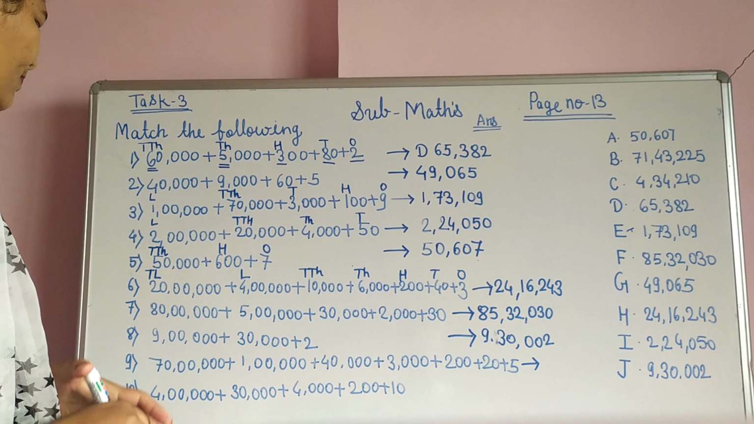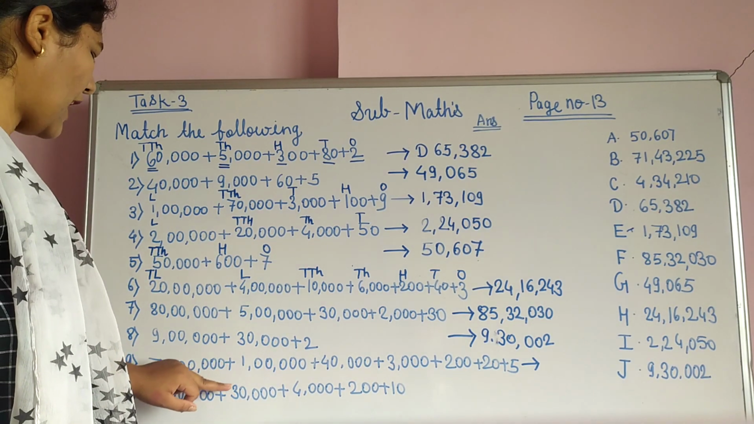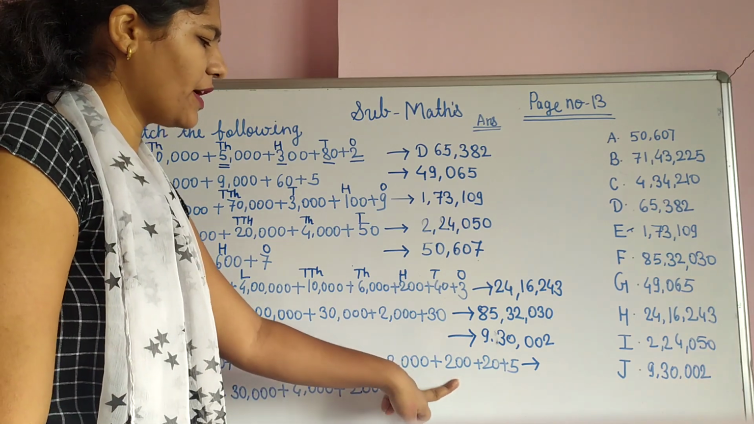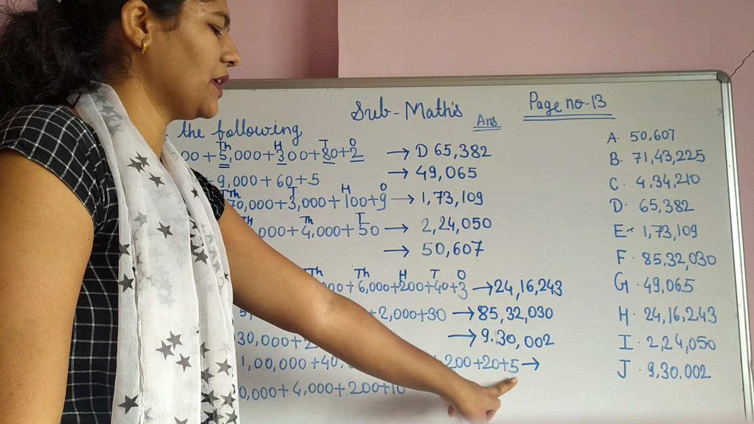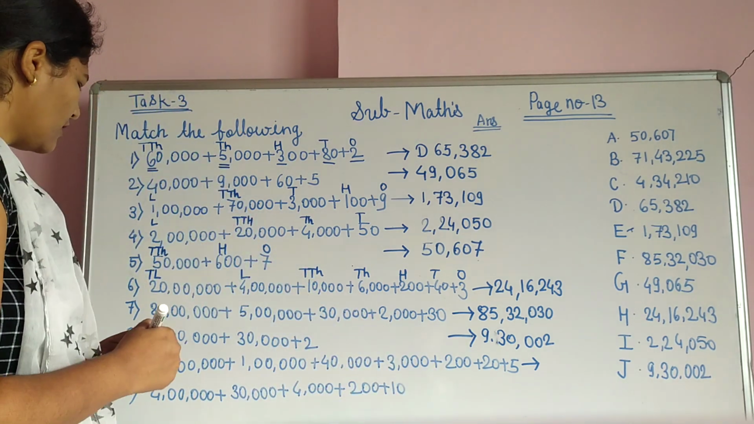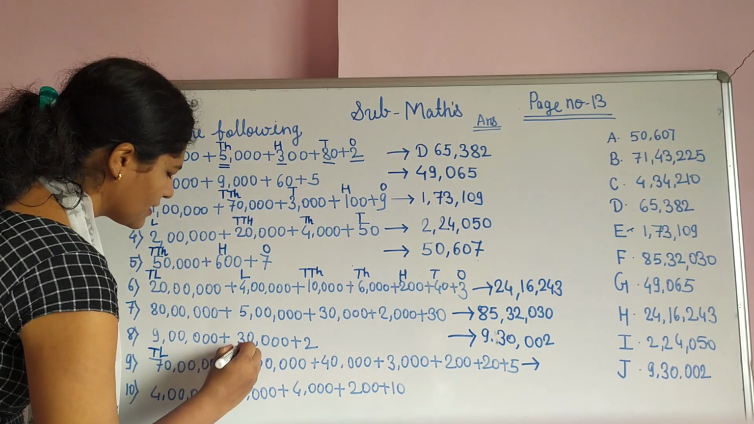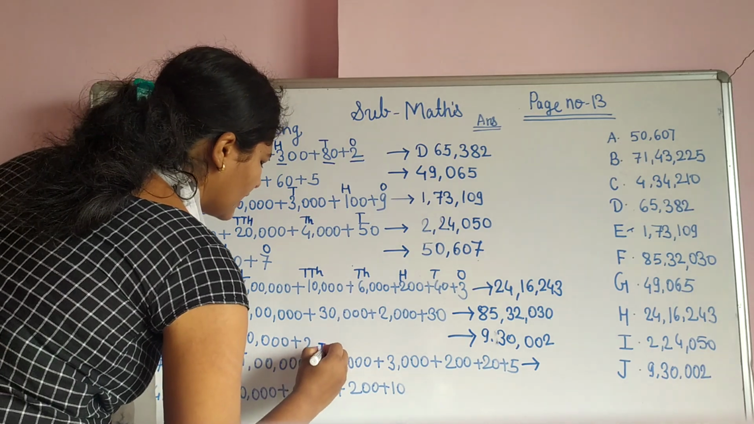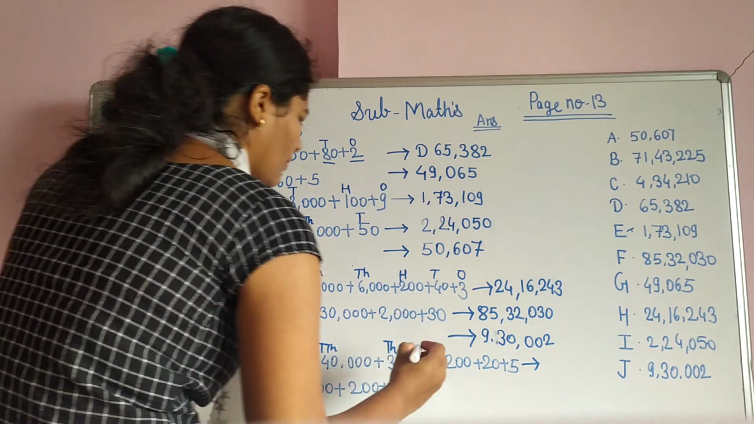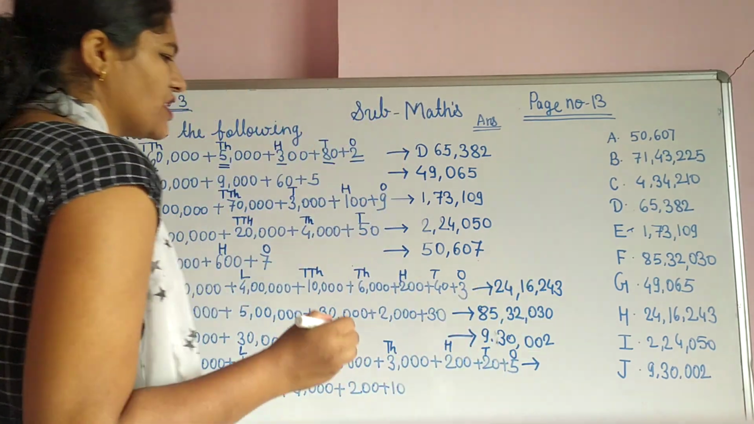So what is the next? 70 lakh plus 1 lakh plus 40,000 plus 300 plus 200 plus 20 plus 5. So we check it. So 7, it is on a 10 lakh place. This is a lakh. This is a 10,000. This is a 1,000 place, 100 place, tens place and ones place.